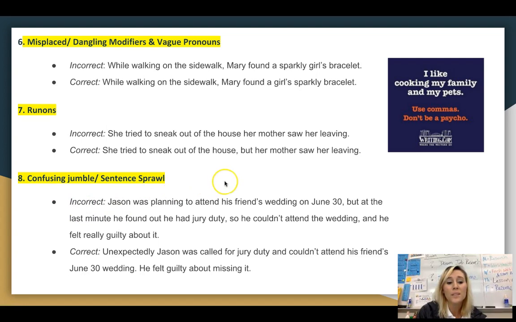One of the other problems is confusing jumble or sentence sprawl. Jason was planning to attend his friend's wedding on June 30th, but at the last minute he found out he had jury duty, so he couldn't attend the wedding, and he felt really guilty about it. Way too much going on there. Again, while we understand it, it would be much, much better to break that down into smaller pieces. Unexpectedly, Jason was called for jury duty and couldn't attend his friend's June 30th wedding. He felt guilty about missing it. Much cleaner.